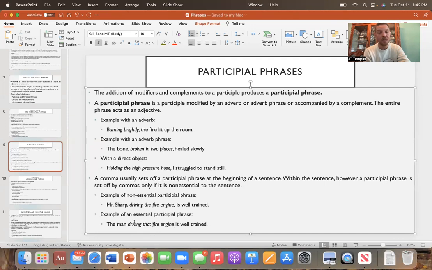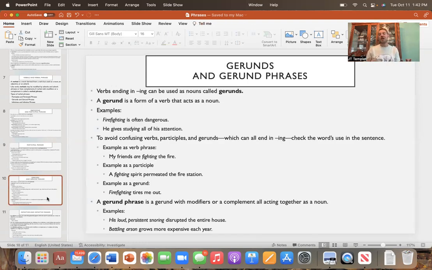Here it's sitting there. We have to know specifically which man, right? We'd lose meaning. We don't know the man. Mr. Sharp is very specific. We know who Mr. Sharp is. Here we have to know it's the man that is driving the fire engine. So it's essential.